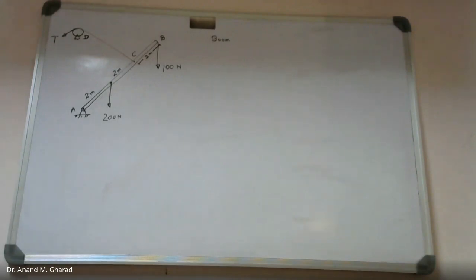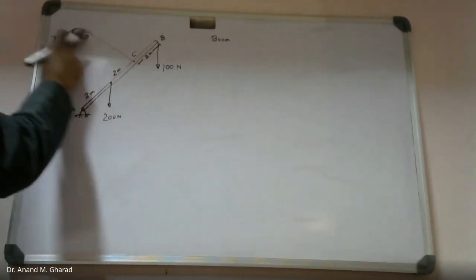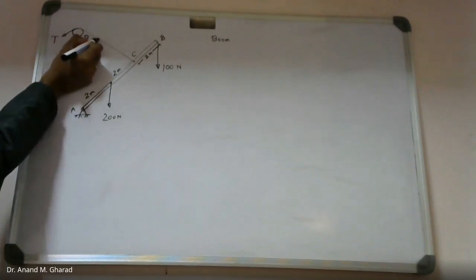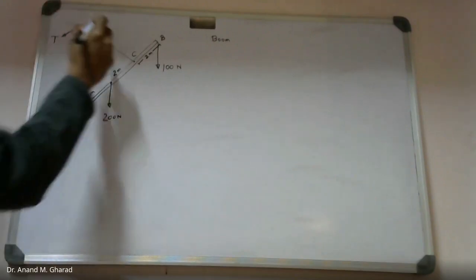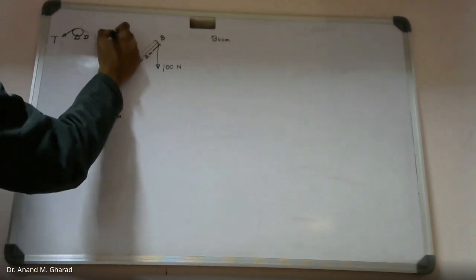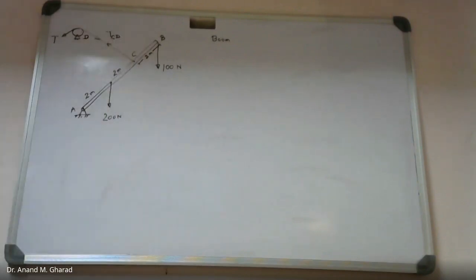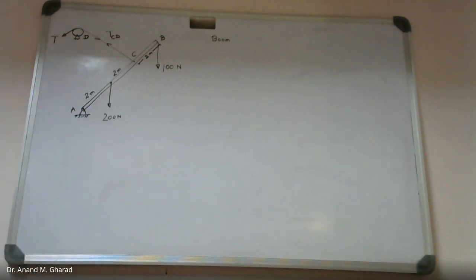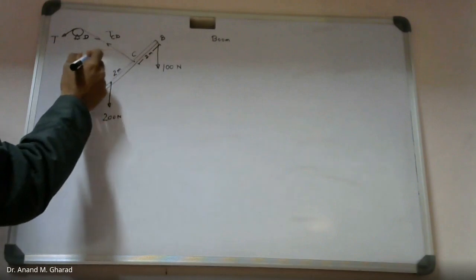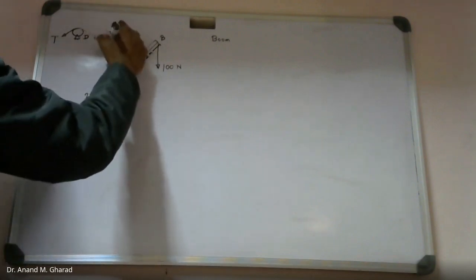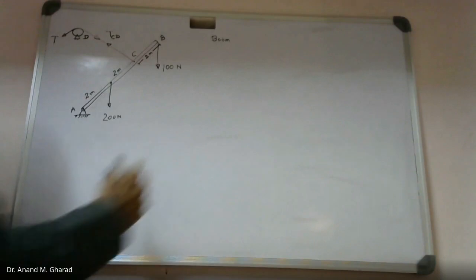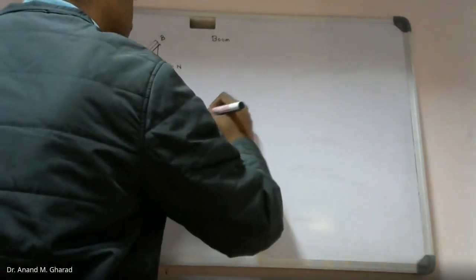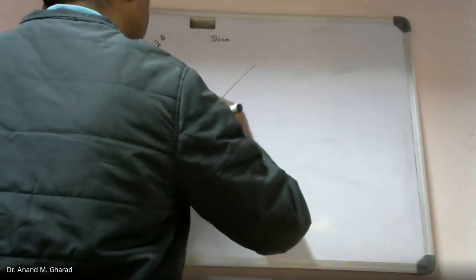What you are supposed to identify? Tension in this cable, you can say T suffix CD, tension in rope CD, and you are supposed to identify the reactions at point A or support A. So very quickly you are supposed to draw the free body diagram. It is very simple. Once you have identified the tension force over here, you are supposed to draw the sketch. You can even draw single line sketch.